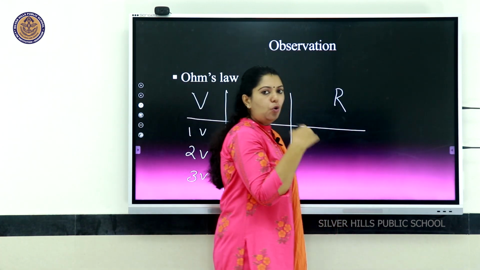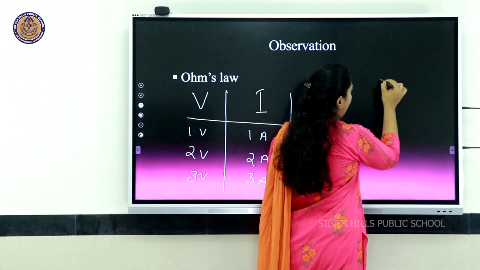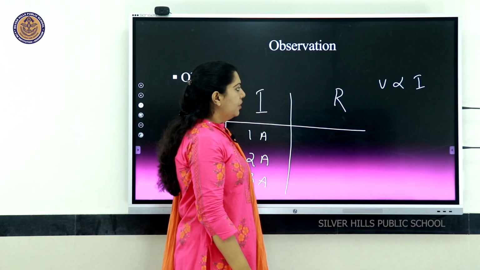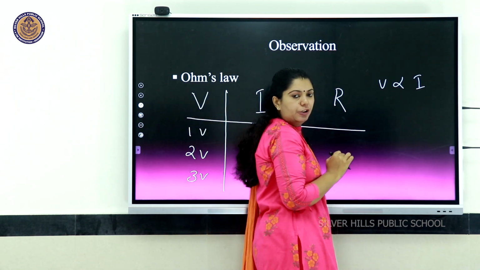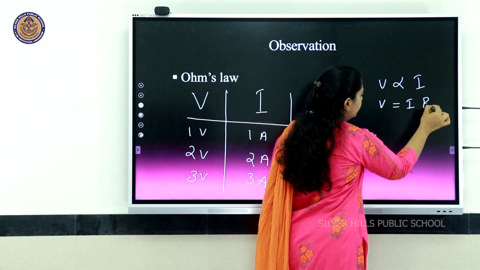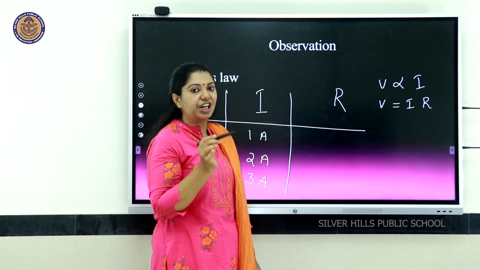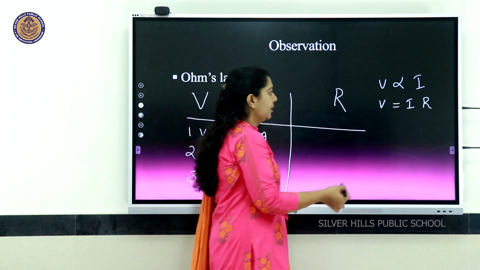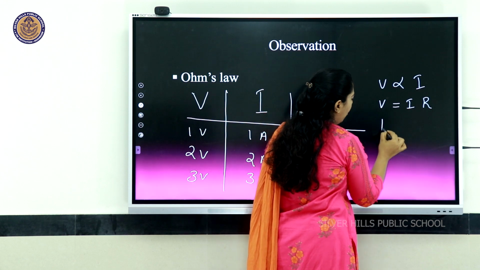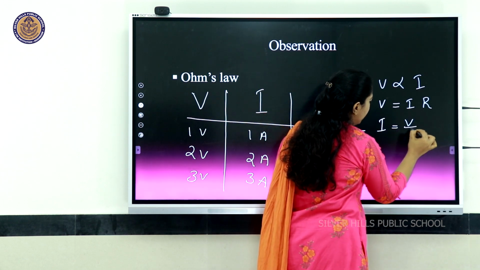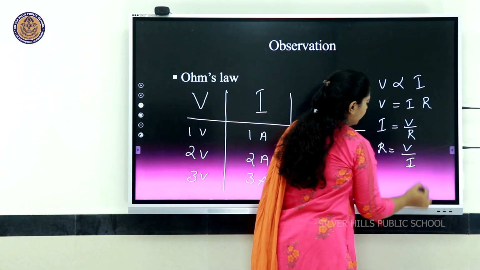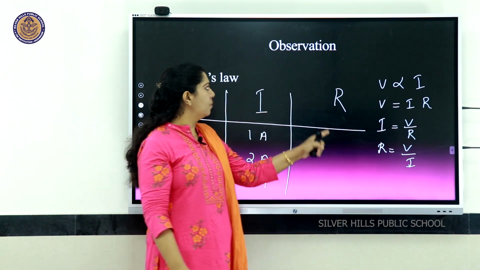I told you according to Ohm's law, at constant temperature, current through a conductor is directly proportional to potential difference. So we can write V is directly proportional to I, or V is equal to I into R, where R is the proportionality constant. You know R is the resistance. Here this is one of the equations for Ohm's law. V is equal to IR, or we can write I is equal to V by R, or R is equal to V by I. These are the three mathematical forms of Ohm's law.